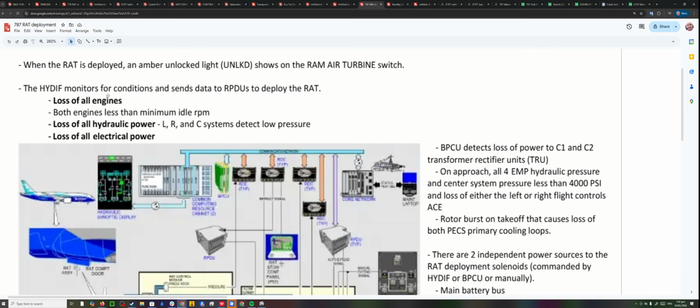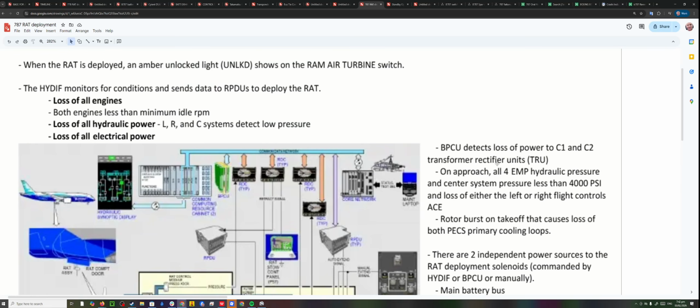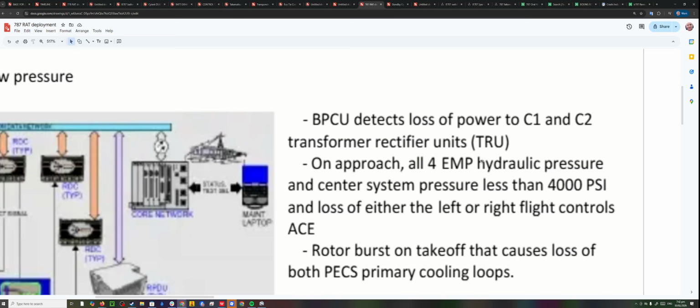So they're saying it's loss of all engines, and then they're putting it on a different line item so that you don't focus too much on both engines being less than minimum idle RPM, because it will deploy. If the engines have failed, it will go below minimum idle RPM, so it's okay. Loss of hydraulic power: left, right, and center systems detect low pressure. Loss of electrical power, and that one is another line break, but that goes to the right of this picture, which is a pain. So loss of all electrical power is the bus power control units detecting loss of power to the C1 and C2 transformer rectifier units.